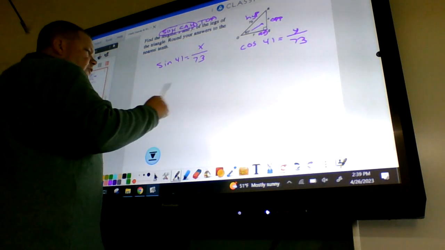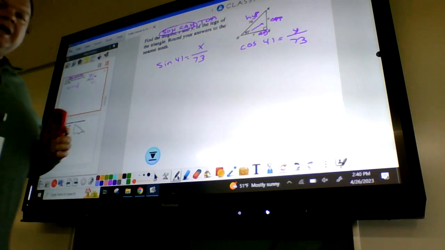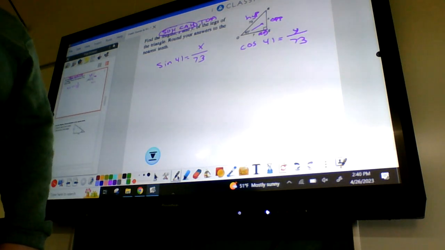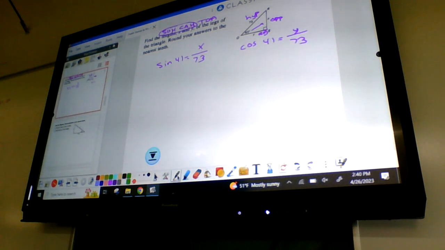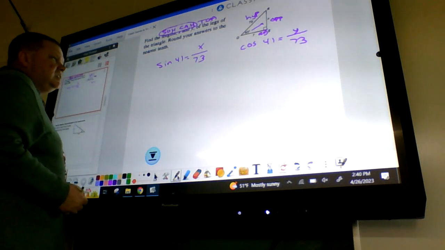So if you come up with answers that are not correct and you're kind of puzzled as to why, see me when we get back to class the next day and I'll take care of that. It's just a simple move on your calculator. But you need to know how to do it because you'll see that on the end of course test.